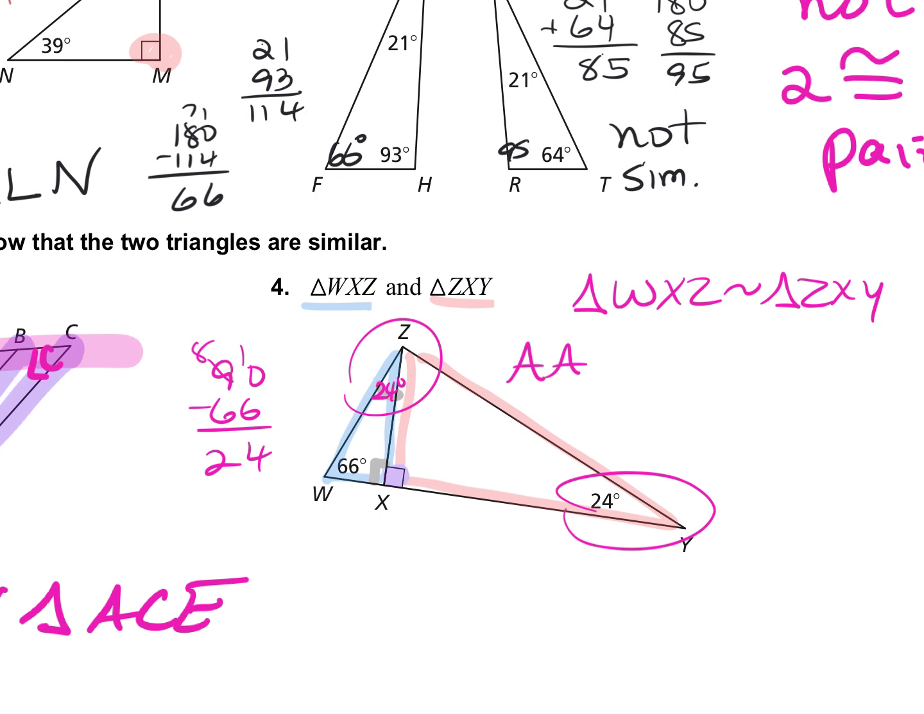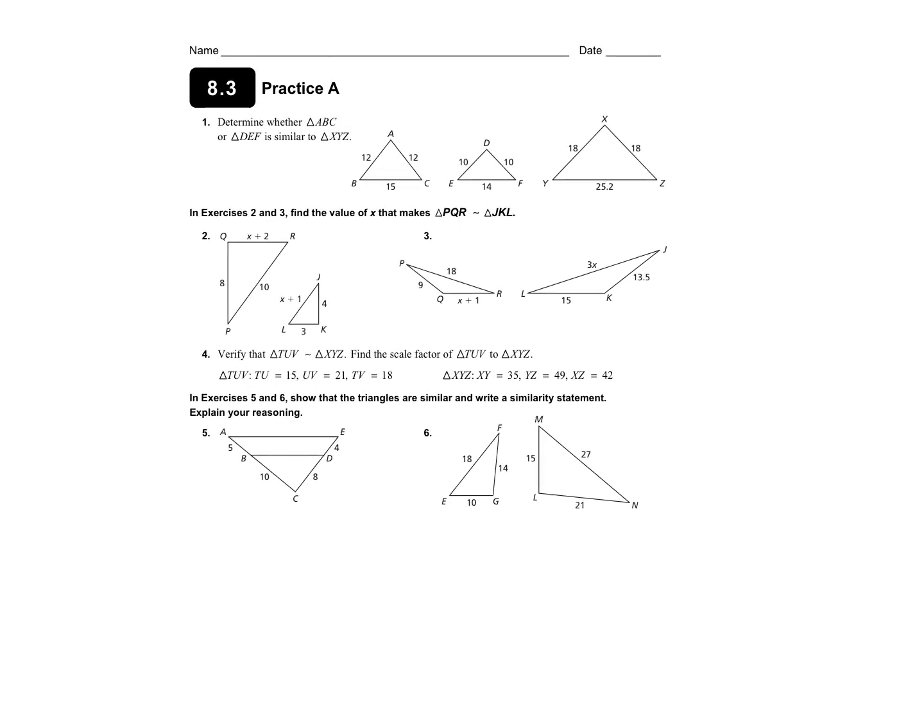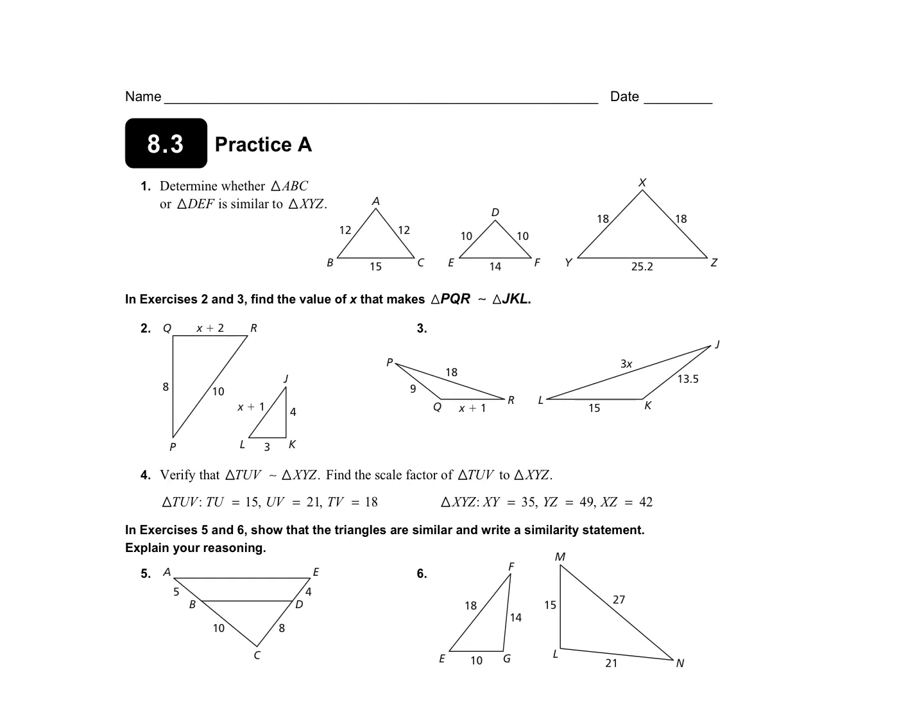And the last lesson is where we learn the other two shortcuts, side, side, side, and side, angle, side. Now, here it wants us to determine whether ABC or DEF is similar to XYZ. So what we have to do is check all the proportional sides.